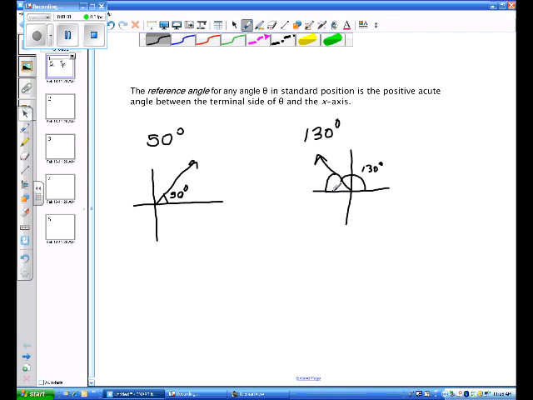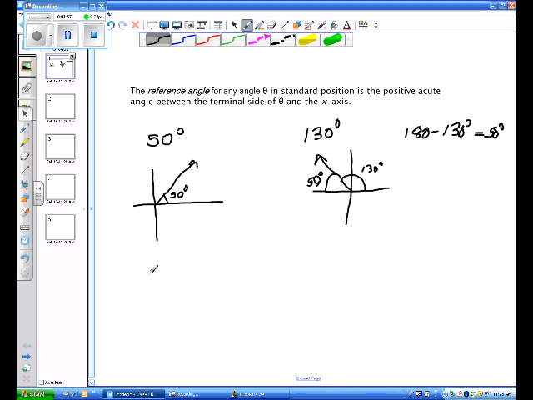Well, we know if we went all the way around, it would be 180 degrees. But 130 of that is outside our reference angle. So we'll subtract the 130 degrees from 180, and we find that our reference angle is 50 degrees. So again, we have a reference angle of 50 degrees.